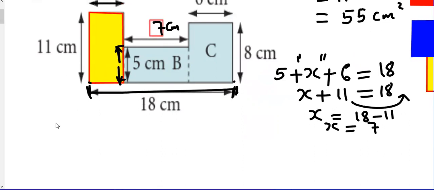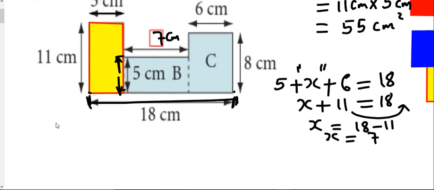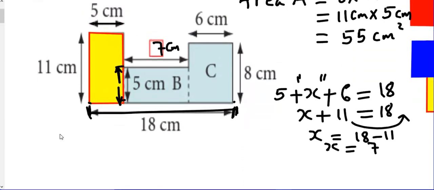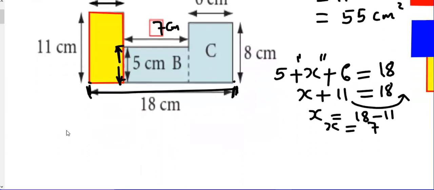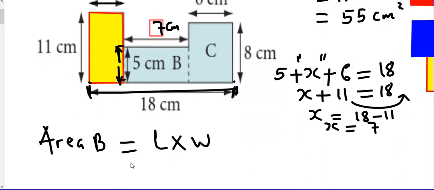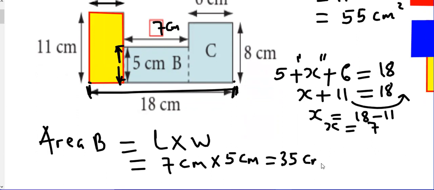Okay, now this will be area B. So let me write area B here. Area B equals length times width. The length is 7 centimeters times the width is 5 centimeters. This will be equal to 7 times 5, which is 35 centimeters squared.